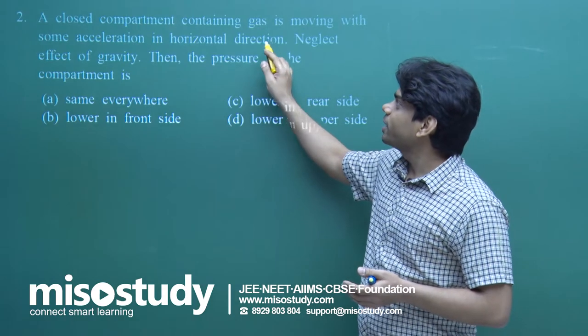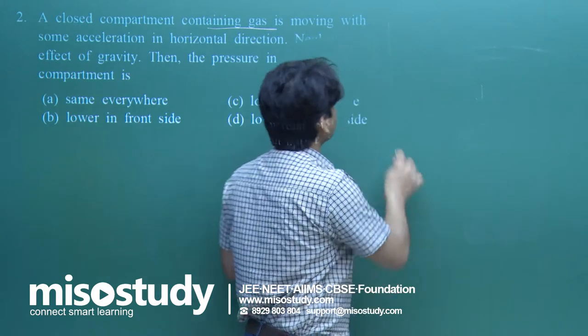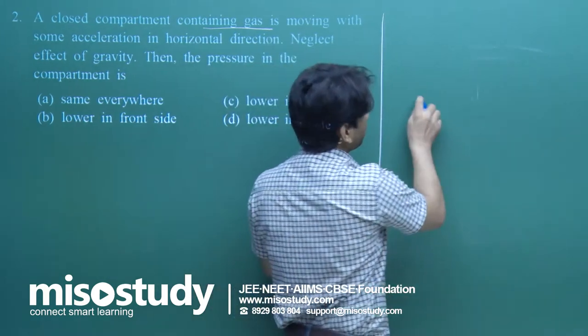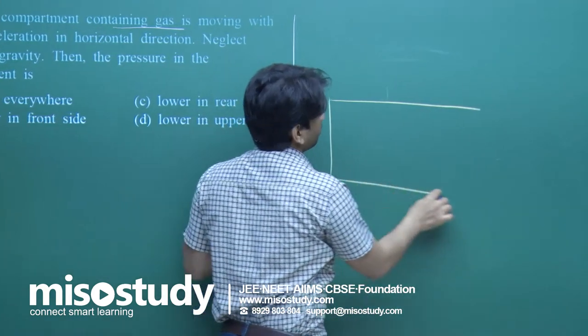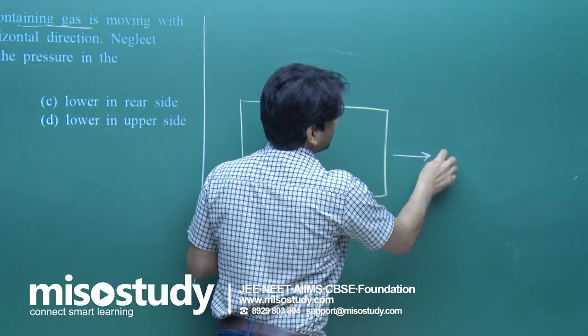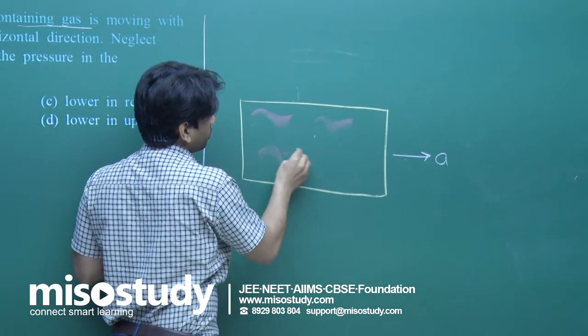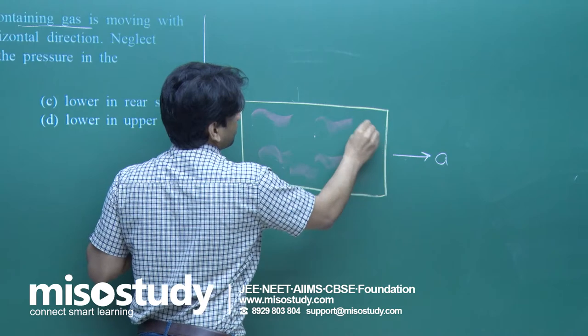A closed compartment containing gas is moving with some acceleration. So let me show you the scenario. We have this as a closed compartment. It's moving with some acceleration. There's a gas which is contained in it. So let me show you, this is the gas that is contained in it.